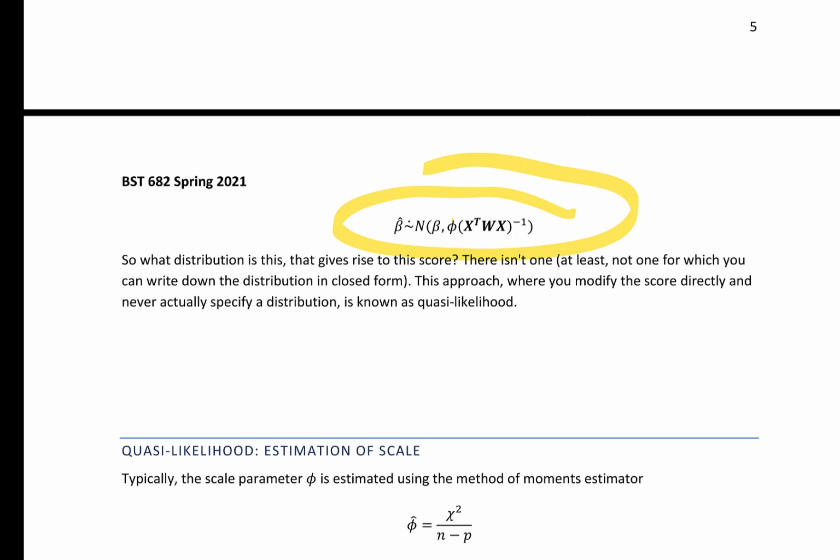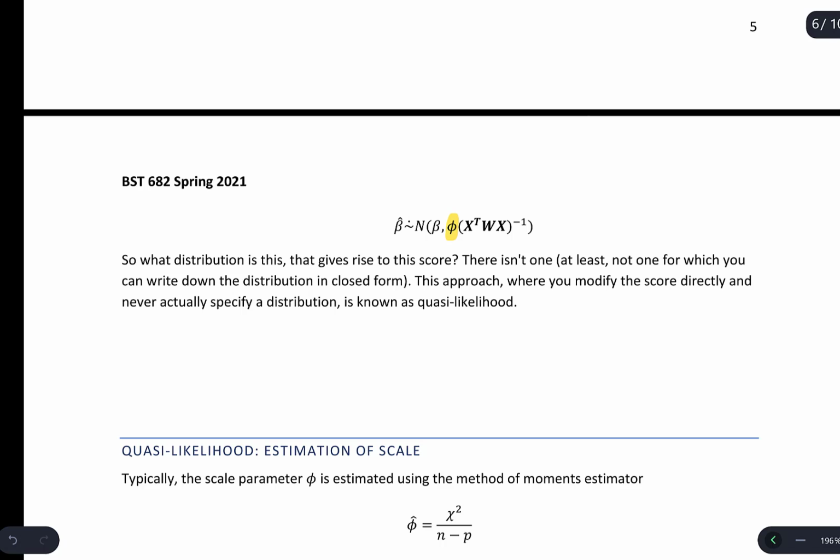Remember, before we had this placed out front, but we kind of ignored it because we knew that it was 1 for a lot of the distributions we work with, like the Poisson. But here we're saying, what if we just put that parameter in and see what happens? Notice that when we look at that asymptotic distribution of beta hat, the estimate itself stays the same, but the variability of the estimate is now going to change.